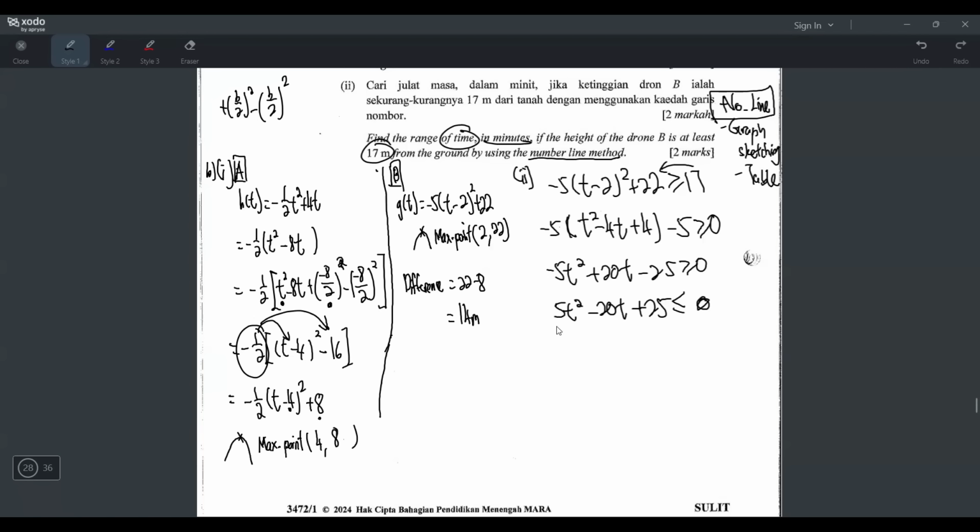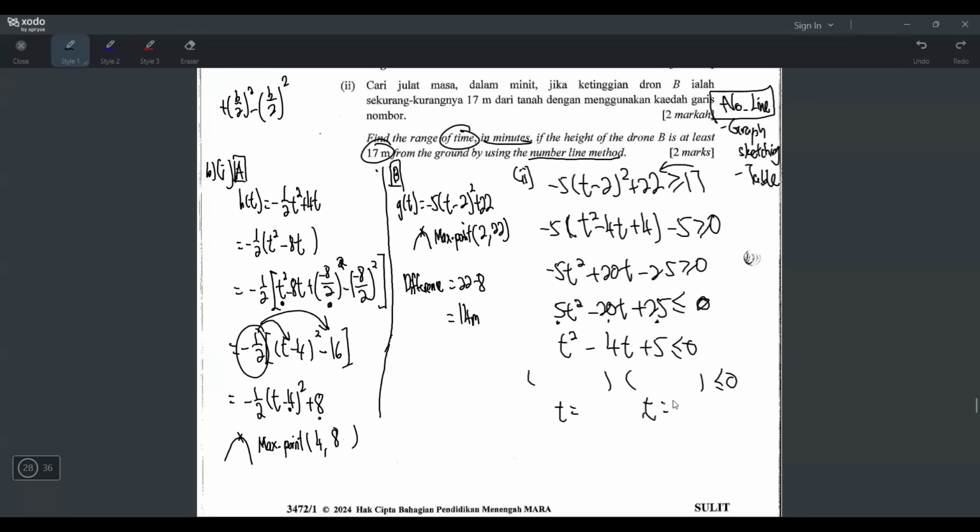Okay, before I press my calculator, I realize something. 5, 20 and 25, all these numbers can be divided by 5. Yeah, you can simplify. So divide 5 is 1, divide 5 is 4, divide 5 is 5 like this. Now only I press the calculator, press the ABC, to get 2 answers.